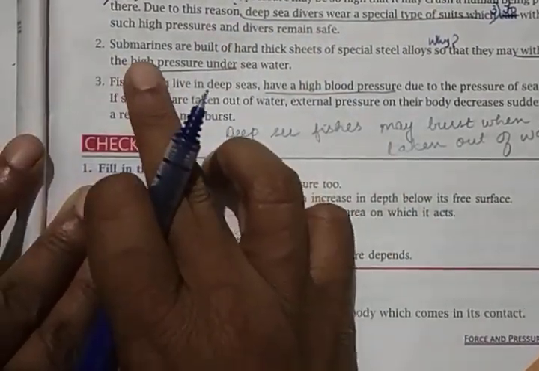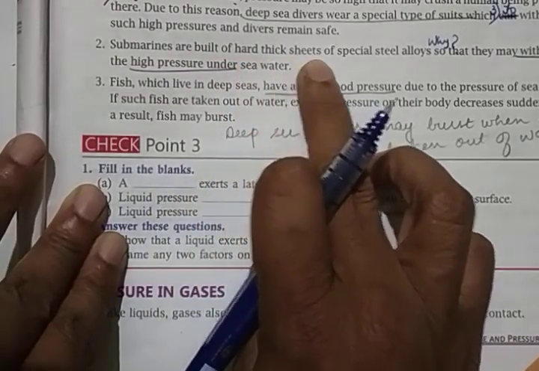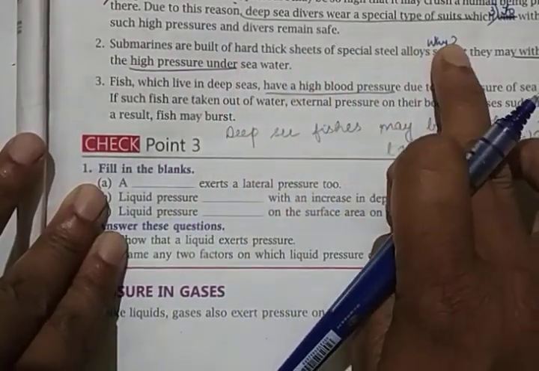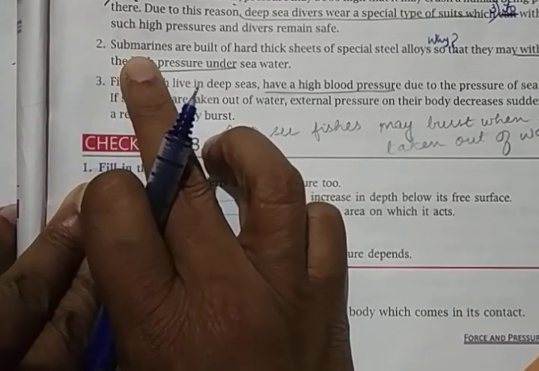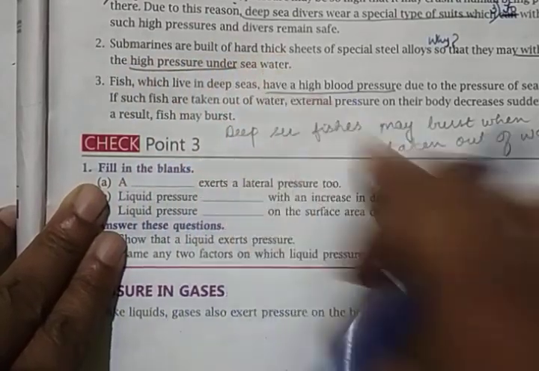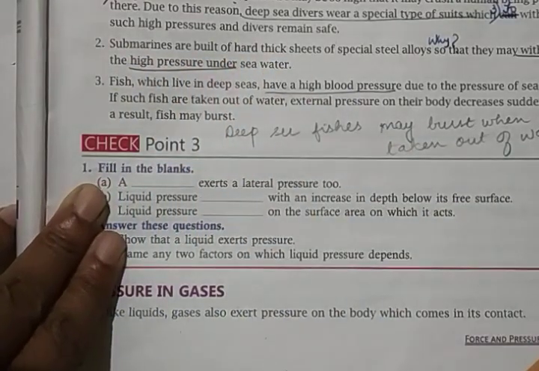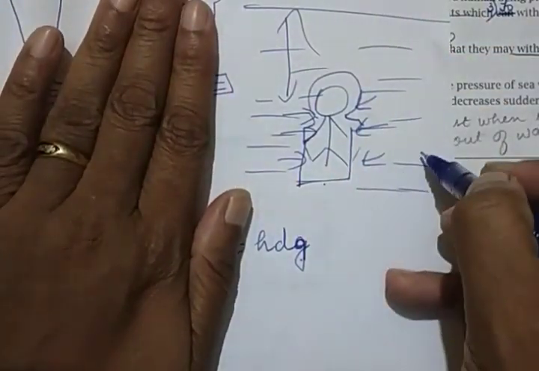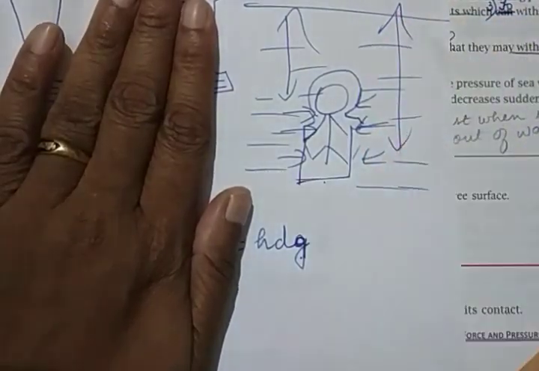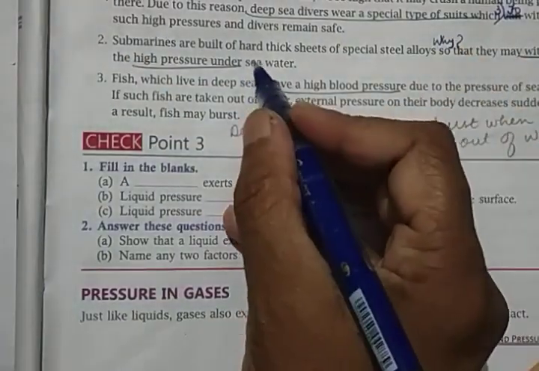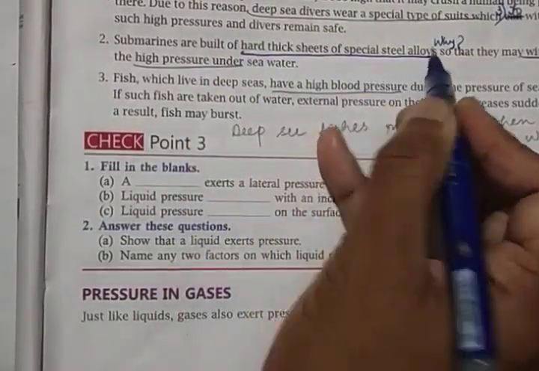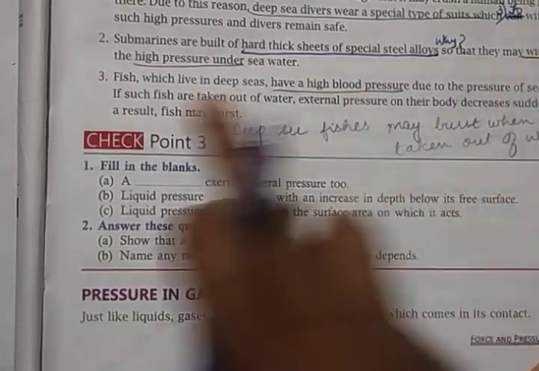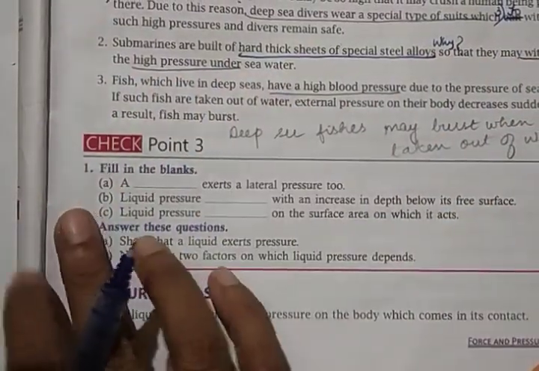The next consequence is that submarines are built of hard, thick sheets of special steel alloys. Why? You know what a submarine is. It can go inside water and also float in water. As it goes deeper and deeper inside the sea, the pressure keeps on increasing and it should not get crushed. So the body of the submarine is made of hard, thick sheets of special alloys. Again, the reason is to withstand the high pressure under seawater.